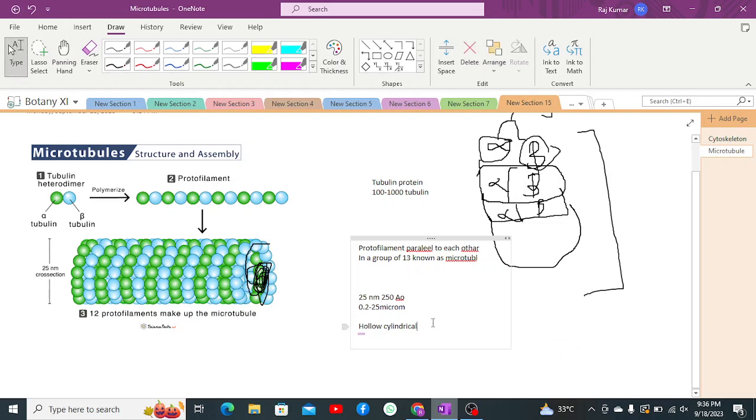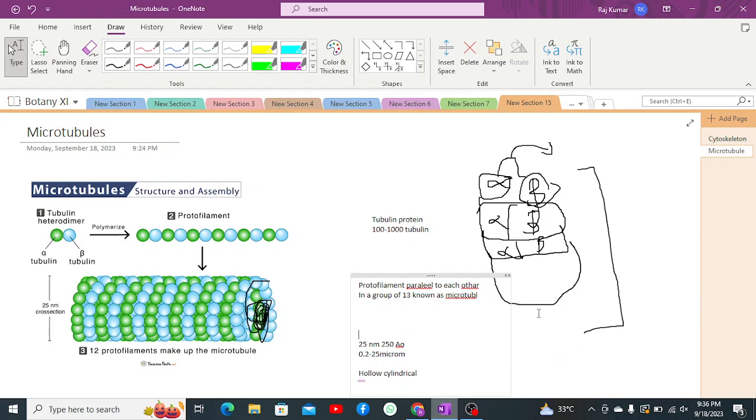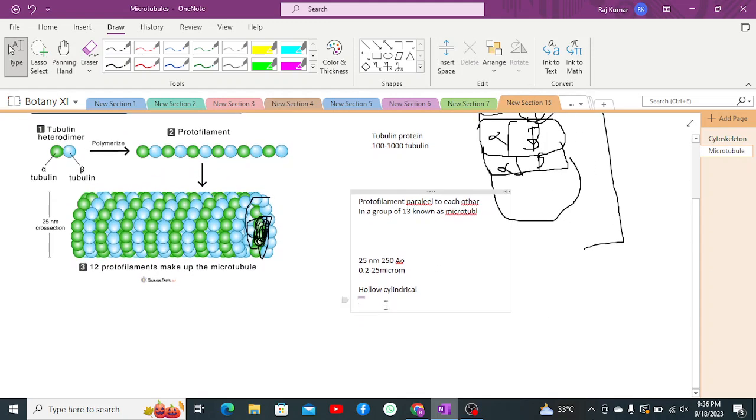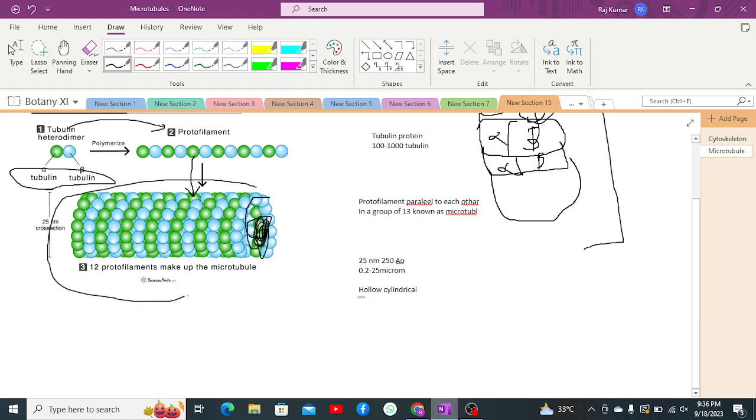Another part that we are going to discuss here is that inside this structure we have several alpha beta tubulin proteins. As you can see in the diagram, there is alpha tubulin and beta tubulin, both form a heterodimer of the tubulin subunit, polymerized to form the protofilament, and 13 parallel protofilaments are organized together in order to form a microtubule. Now apart from this, let's discuss some functions of microtubule as well.